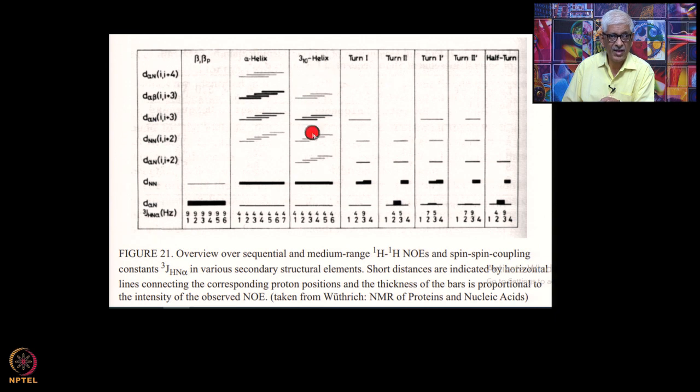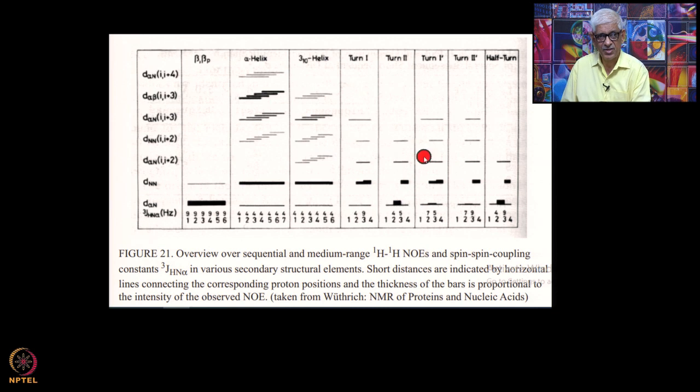So for the 3-10 helix, you will have this sort of a pattern. For the turn, you will have this sort of a pattern. And the turn 1 and turn 2, these are quite distinct. So these patterns are extremely useful to be able to identify what sort of a turn you have. And these are two additional turns which are slight variations of these ones. And you have a half turn, okay. So these are slight variations of these turns.